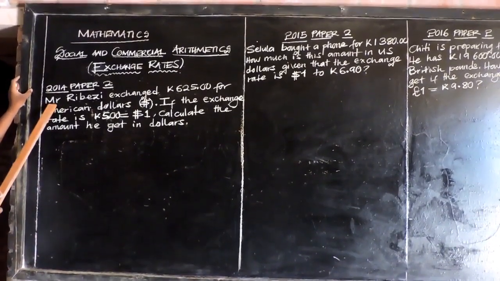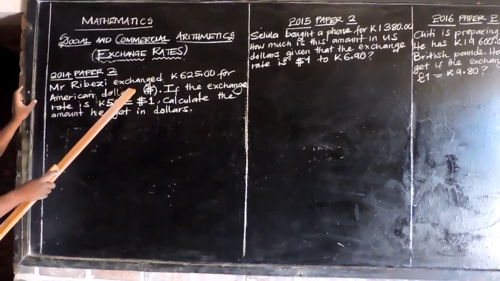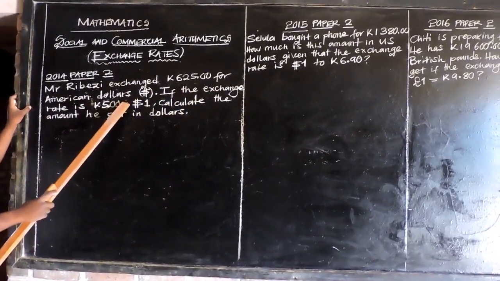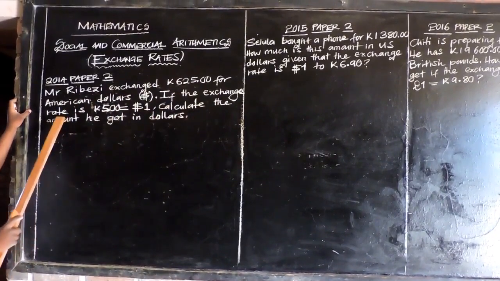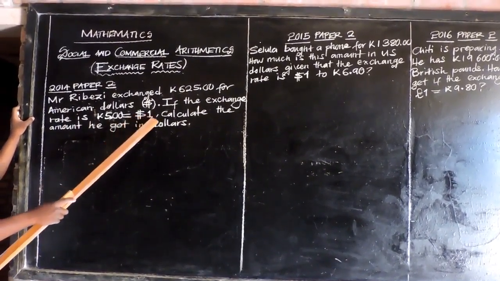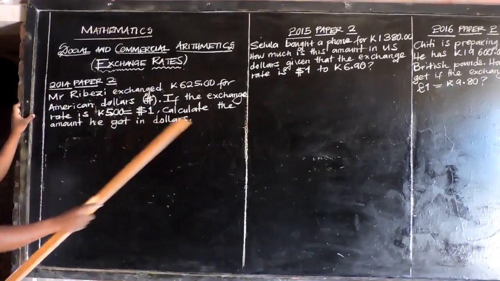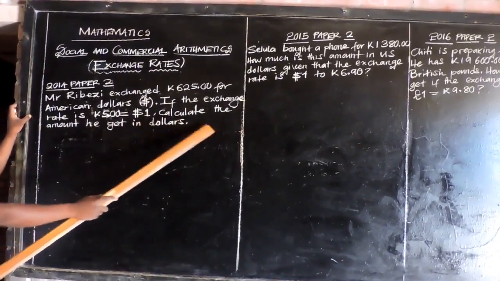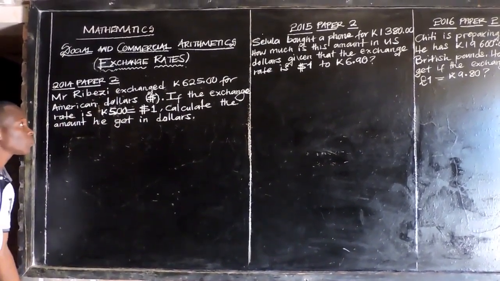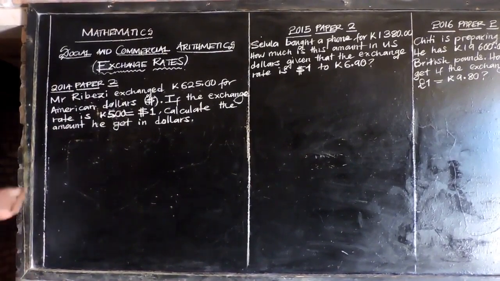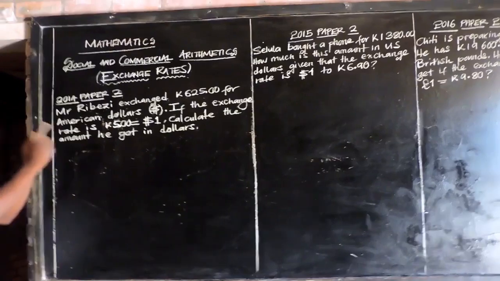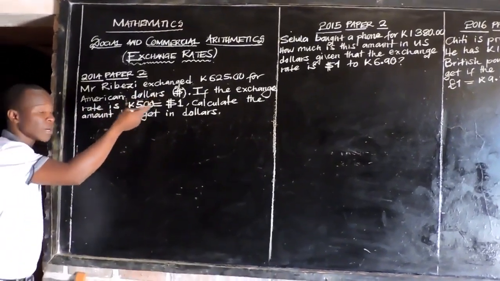So it said Mr. Ribezi exchanged 625 kwacha for American dollars. If the exchange rate is 5 kwacha to 1 US dollar, calculate the amount he got in dollars. Calculate the amount he got in what? Dollars. Okay? So we are told that Mr. Ribezi had 625 kwacha. Now I wanted to change this amount of money into dollars.